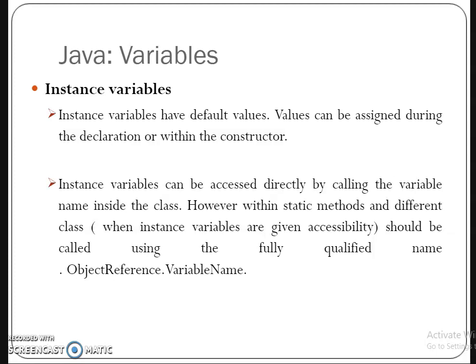Instance variables have default values. A value can be assigned during the declaration or within the constructor. But here you have to remember one thing: if you declare a variable within a particular method, that is a local variable, it must be initialized with a value. Otherwise, it will display an error message. But the instance variable has default values. Values can be assigned during the declaration or within the constructor.